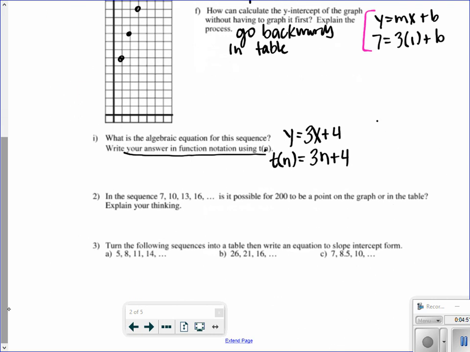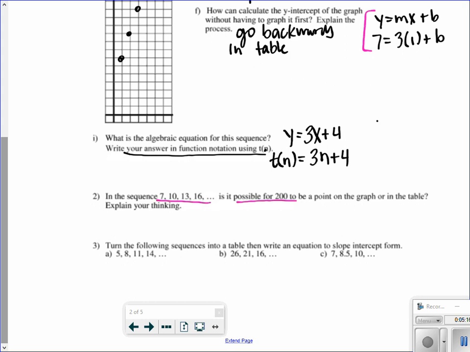Part 2. Here's our sequence, the one we were just working with. 7, 10, 13, 16. Is it possible for 200 to be a number in your sequence? Is that possible? Yeah. How do we know?